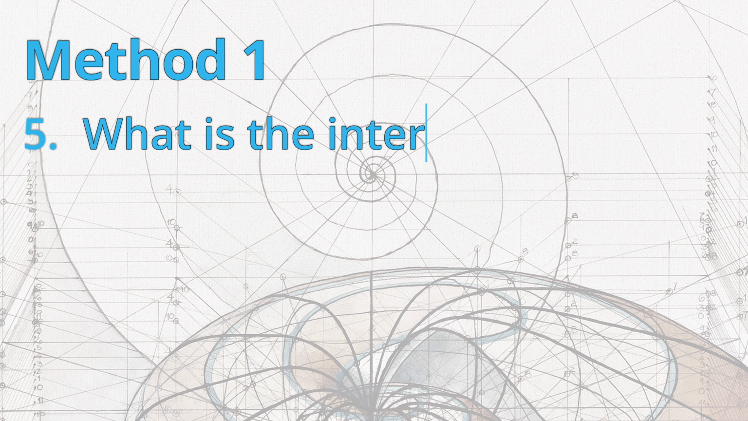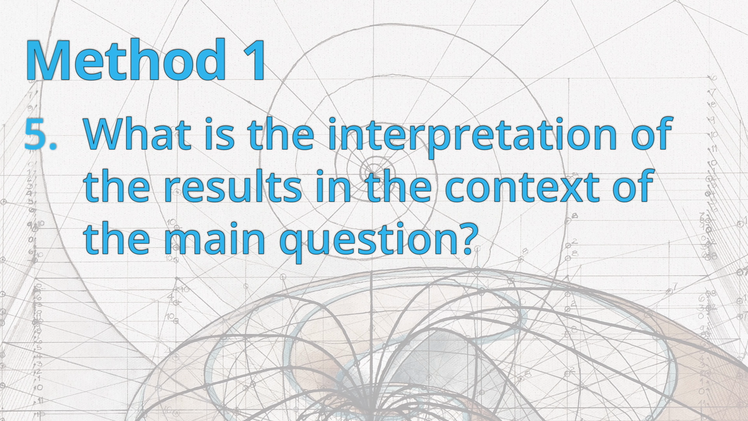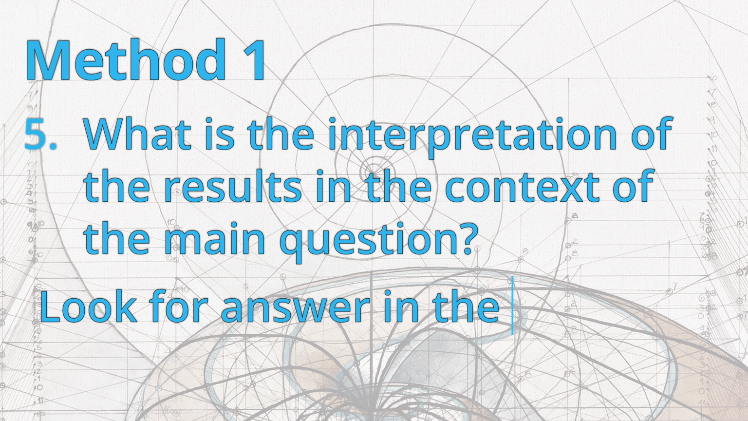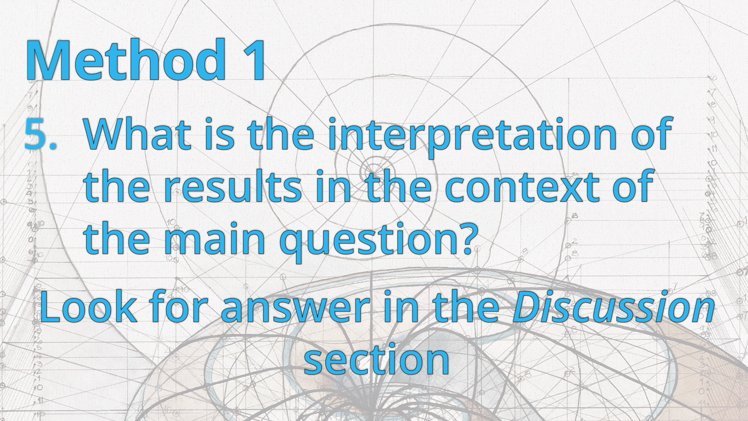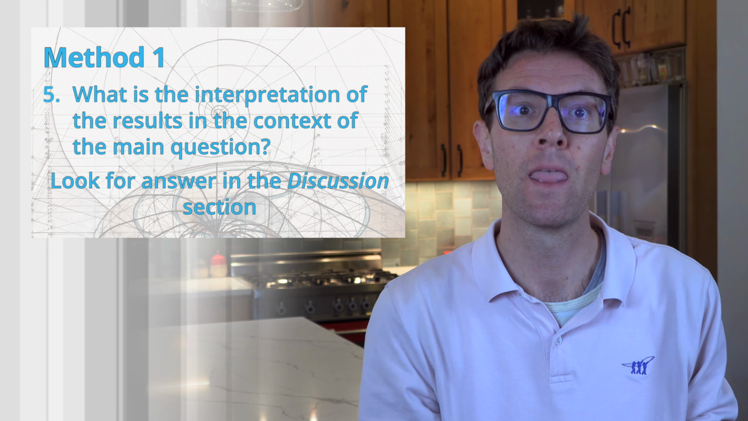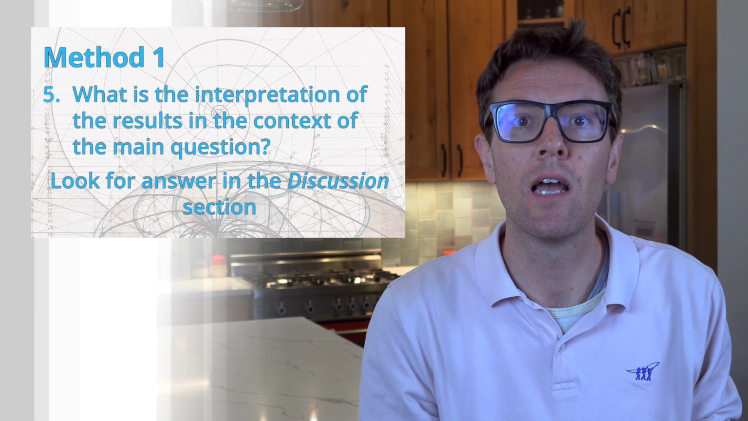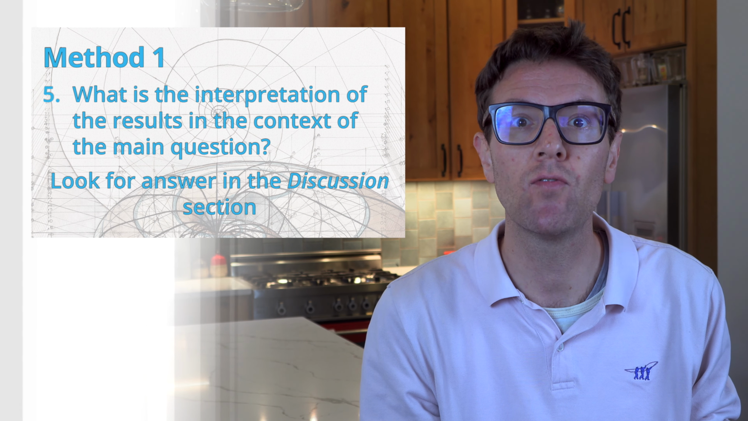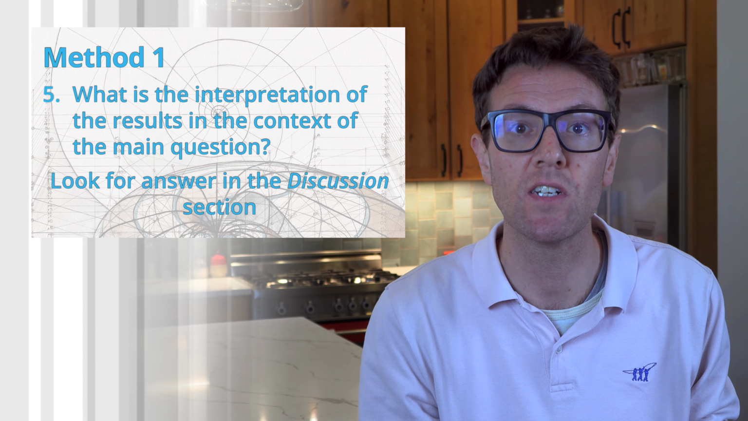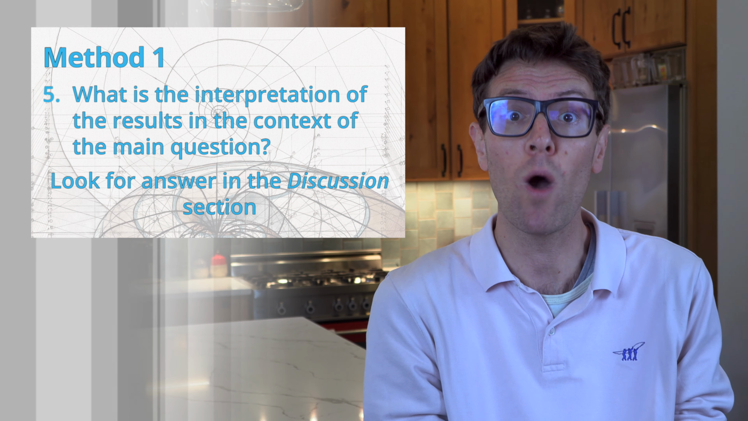Finally, fifth, what is the interpretation of the results in the context of the main question addressed by the paper? Or, what do the authors believe their findings mean? You can answer this question by focusing on the discussion section of the paper, where authors often interpret explicitly what their findings mean and how they matter. Consider whether the author's interpretation is warranted by what they did and what they set out to address, and try to figure out if an alternative interpretation of the results might be more warranted and why.